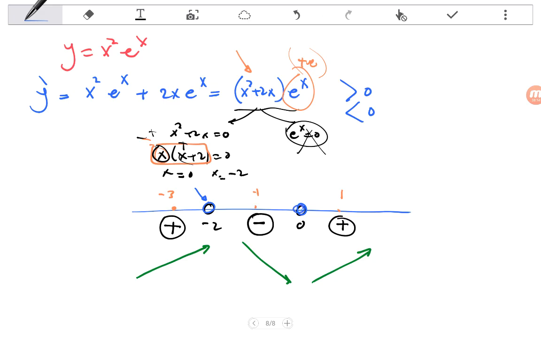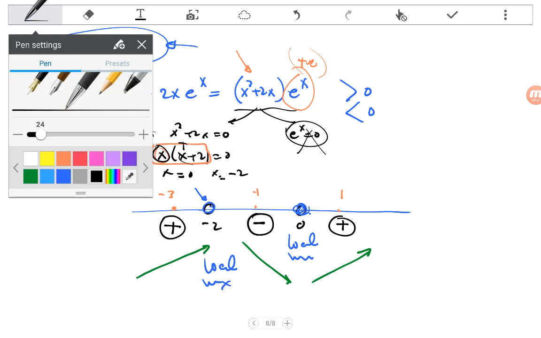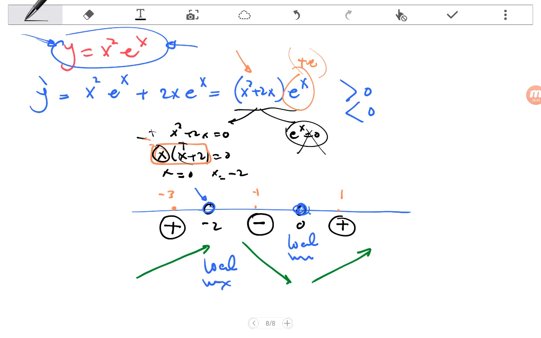Are these two points in the domain of the function? Yes, this function's domain is R. So negative 2 is in the domain and 0 is in the domain. Okay? So these two points are in the domain. So this point is called a local maximum, and this point is called a local minimum. Okay? I may graph this function. This function will just be something like this.